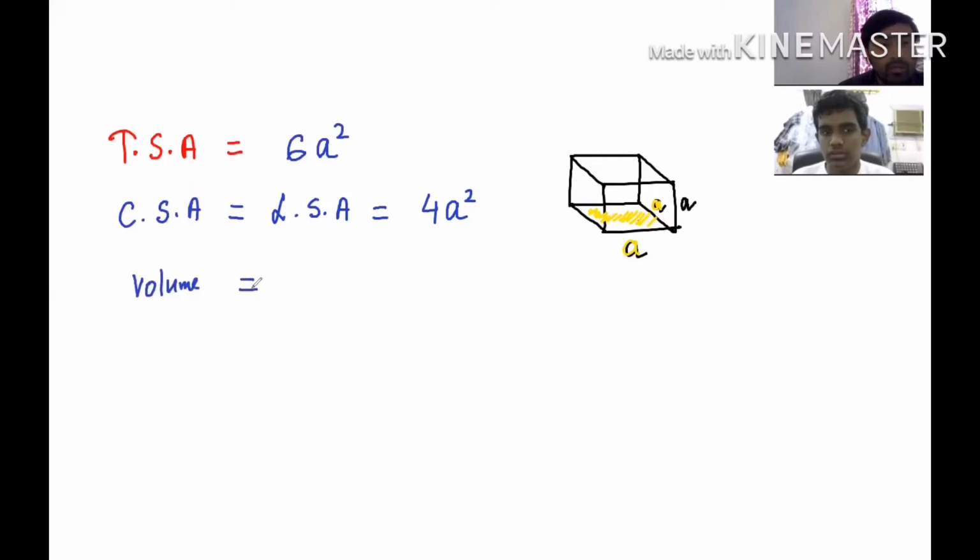Volume is what? I have told you, length times breadth times height.